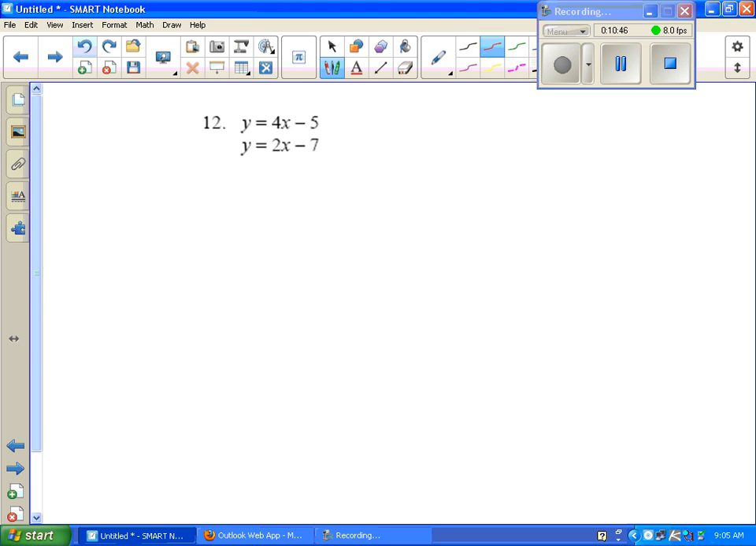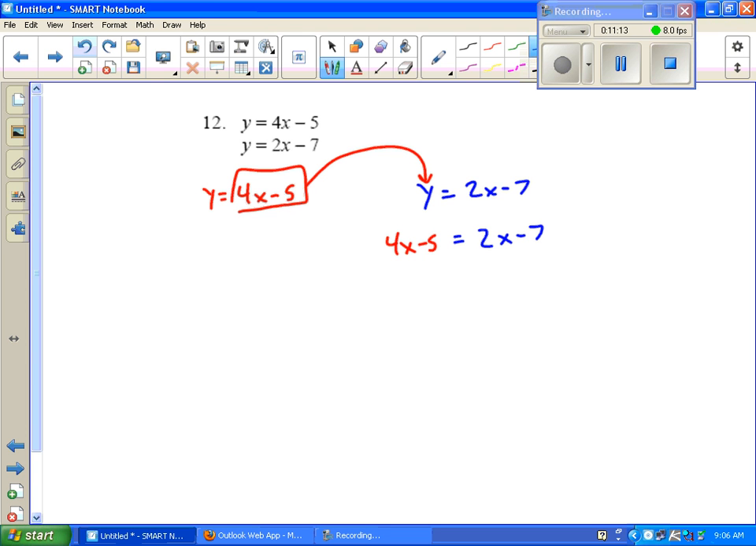y equals 4x minus 5 and y equals 2x minus 7. Almost an identical problem. Just make sure that you substitute in one portion for the other. So if this is your value for y, we'll plug that in place of y. 4x minus 5 equals 2x minus 7.